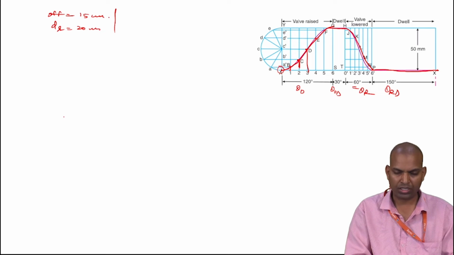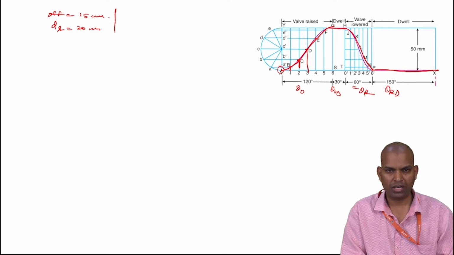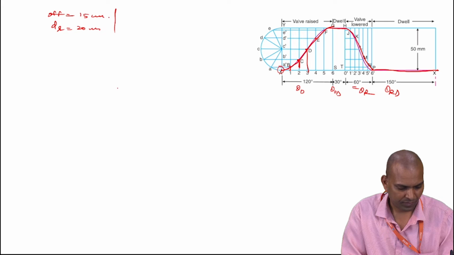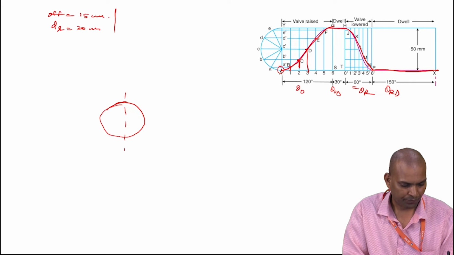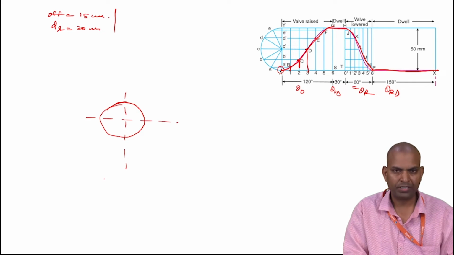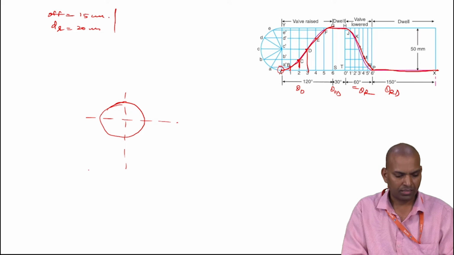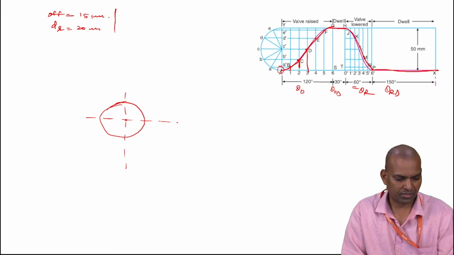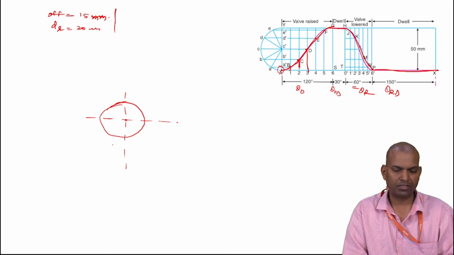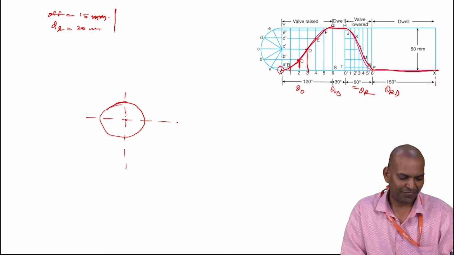Then what to do? How to draw? The procedure begins. First draw the minimum radius of the cam. That is what I am drawing, a 25 millimeter radius. This is the center. Draw an offset circle. How much is the offset circle? It is 15 millimeters. Draw a 15 millimeter offset circle.